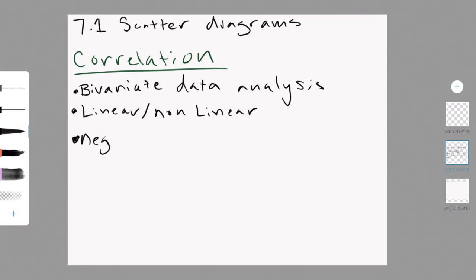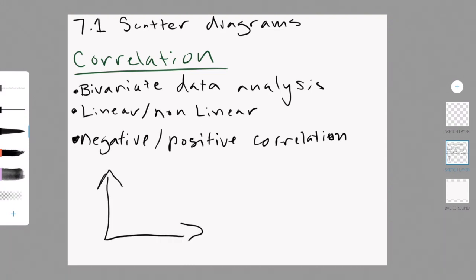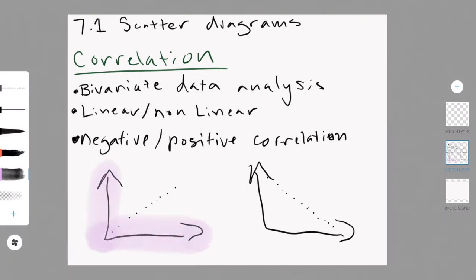The next thing you use to describe the correlation is negative or positive. So a positive correlation would be when x increases, y increases. So that would look like a line going from 0 to the top right. Meanwhile, a negative correlation would be y decreases as x increases.